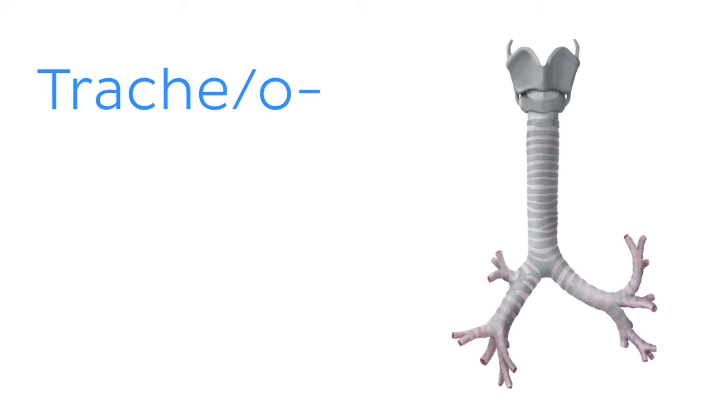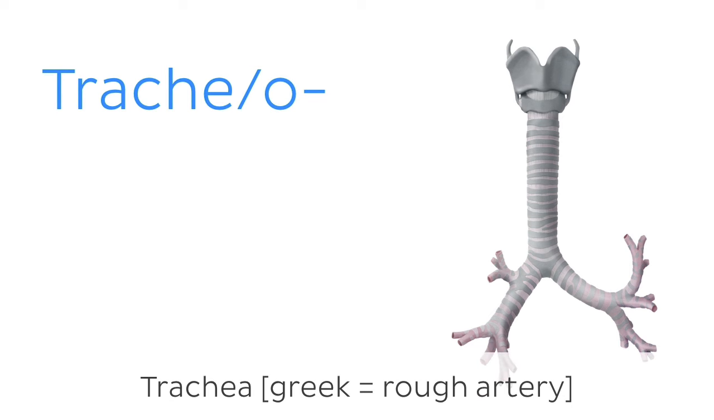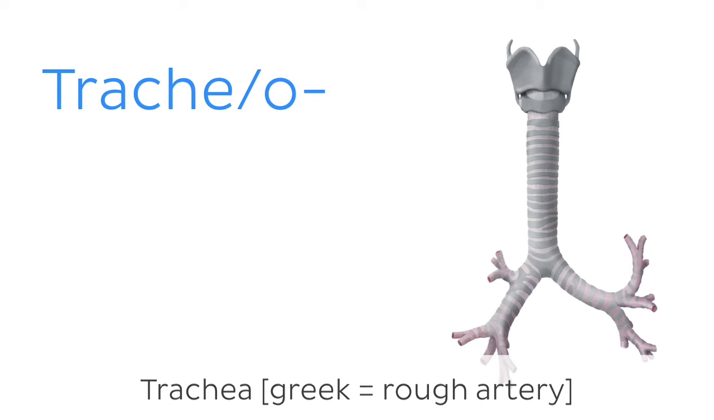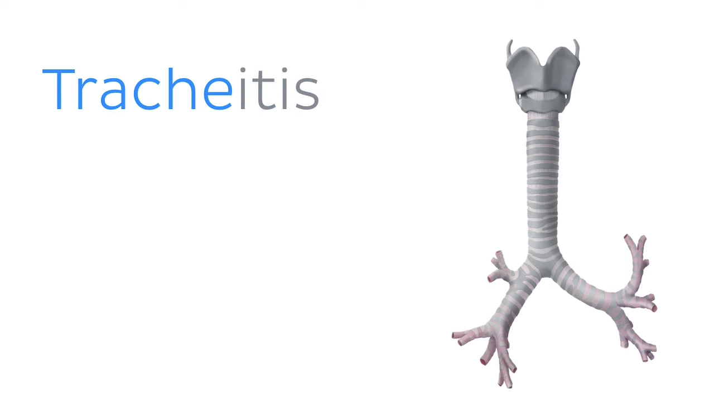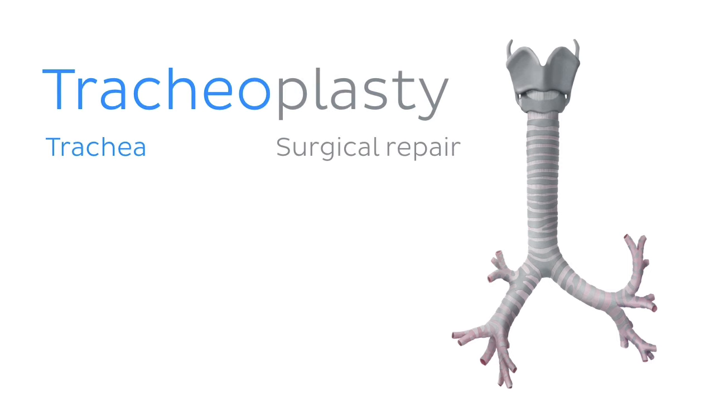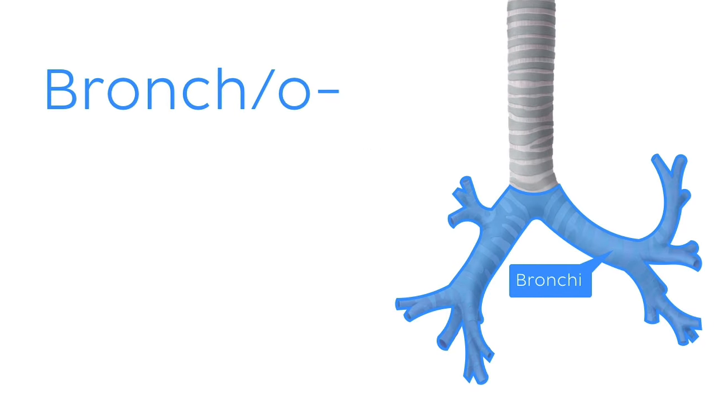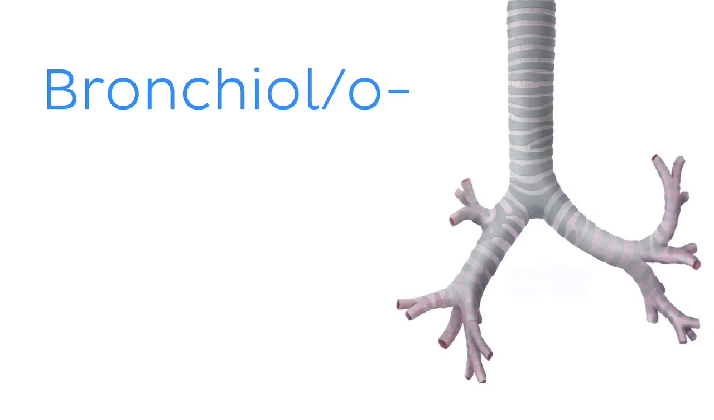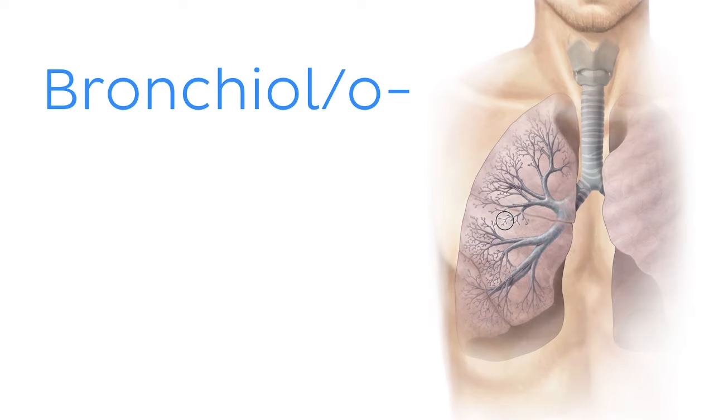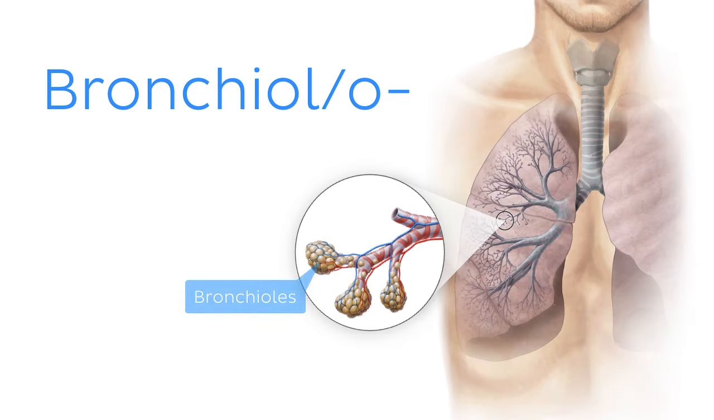Now that leads us to trachea and the associated root trache or tracheo with the O at the end, such as tracheitis or tracheoplasty. We're now moving into the bronchi, and unsurprisingly, the roots we have here are bronch or broncho with the O at the end, or bronchi with the I at the end, in addition to bronchiole or bronchiolo with the O at the end, which refers to smaller branches of bronchi, the bronchioles.